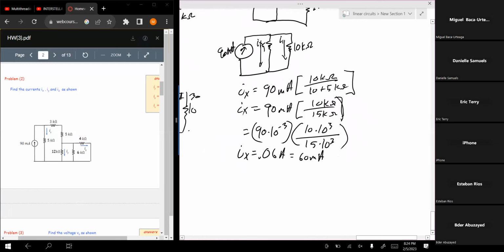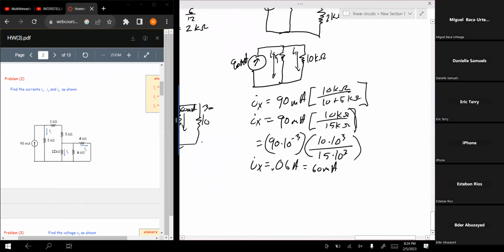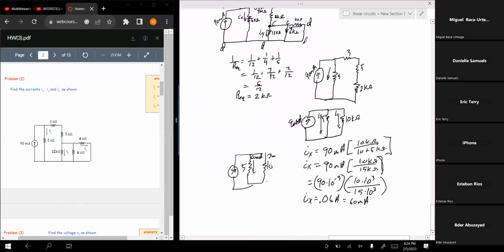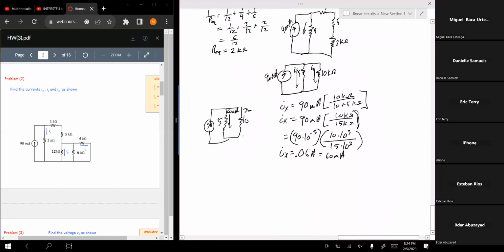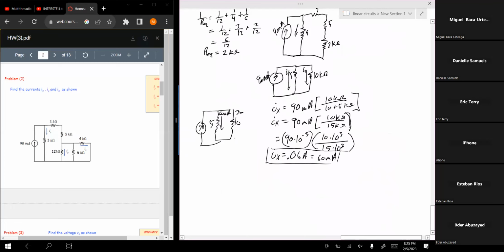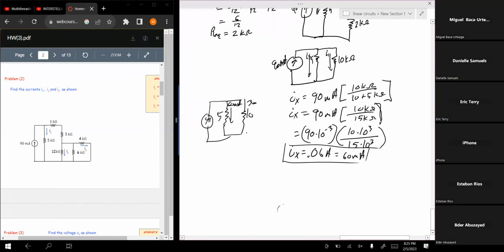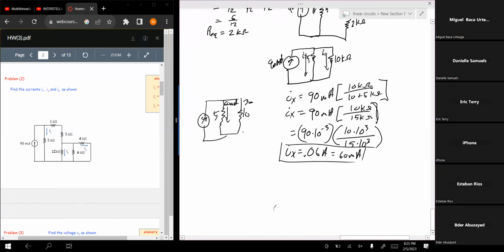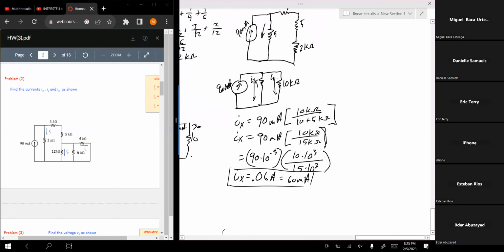Okay, circuit reduction. Anyway, so we have 60 milliamps flowing through the 5 ohm resistor. So that gives us our answer for IX. So IX is equal to 60 milliamps. That's our first answer here. So now is when we start re-expanding everything. So we know that we have 30 milliamps flowing through I1 right here.